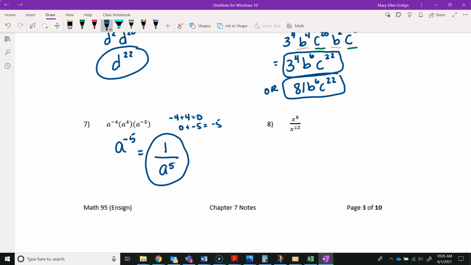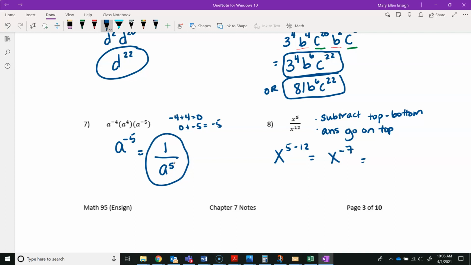All right, number 8. So remember when I'm doing the quotient rule, if I subtract, I always subtract top minus the bottom, and the answer is going to go on top when I do that subtraction. So in this case, I would take 5 minus 12, numerator minus denominator for the exponents. I get x to the negative 7th. Answer goes on top, meaning it's just x to the negative 7th, or x to the negative 7th over 1.